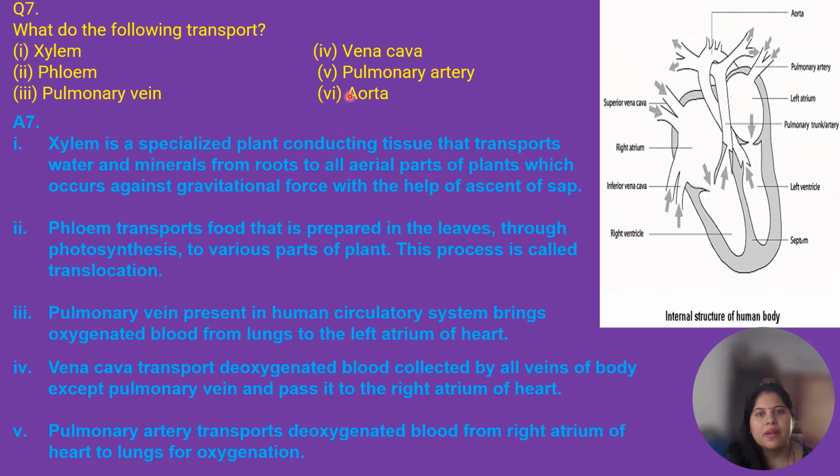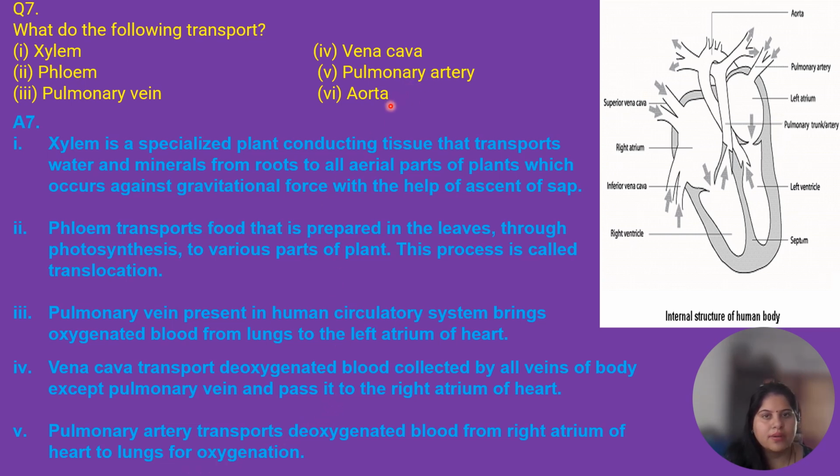Now pulmonary artery. What is the function of pulmonary artery? You can see this is the pulmonary artery. Pulmonary artery transports deoxygenated blood from the right atrium of the heart to the lungs for oxygenation.